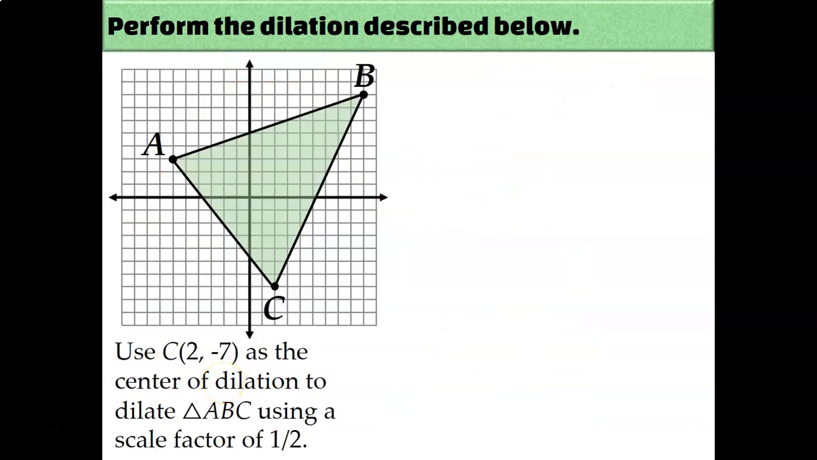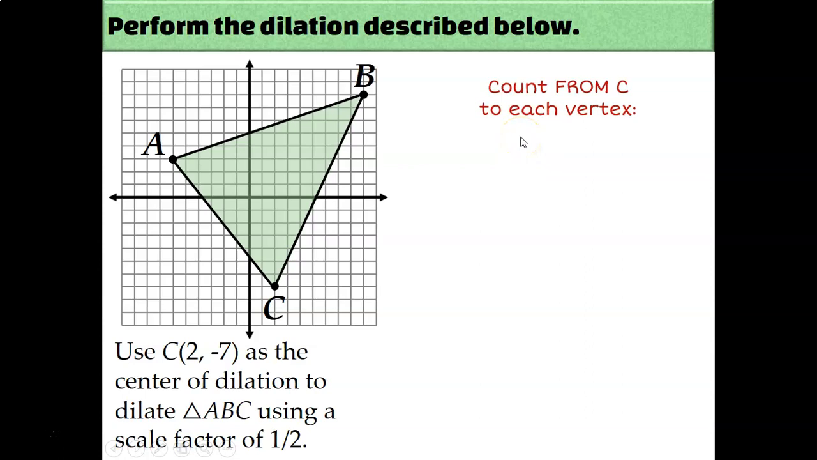Our first 2 dilations were enlargements, but we can also do the same process if it's a reduction as well. I'm going to be dilating triangle ABC using a scale factor of 1/2, and our center of dilation is the point C, 2, -7. You'll notice that this time our center of dilation happens to be one of the points on the figure. Let's see how that plays out.